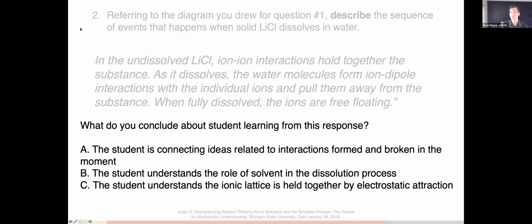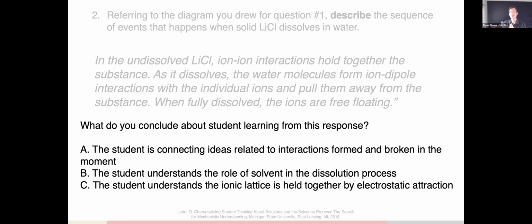Okay, can we please stop and share the poll? Thank you. So we can see that the sort of majority perspective here was that the student is connecting ideas related to interactions formed and broken in the moment. We're going to get to that perspective in just a bit, because I would argue that perspective is actually more consistent with a different model of learning.